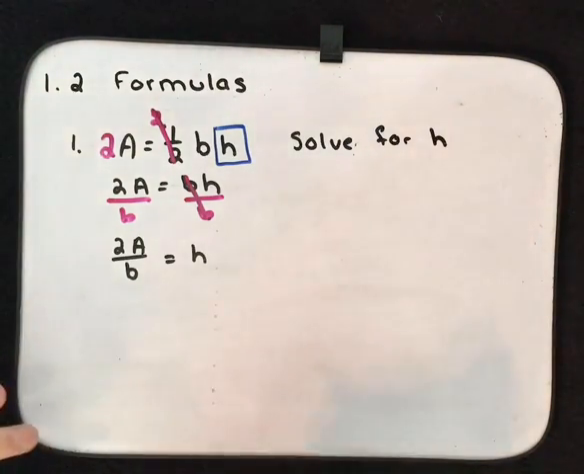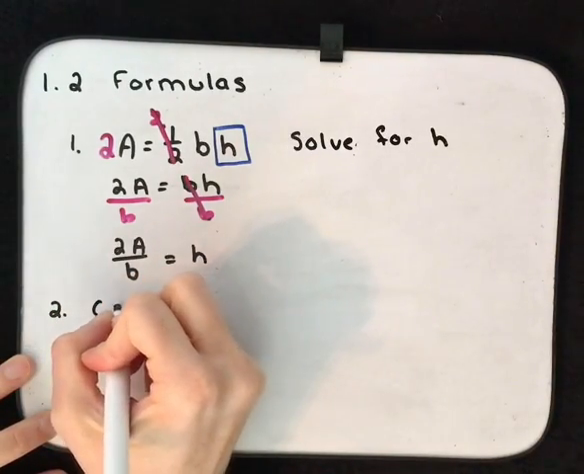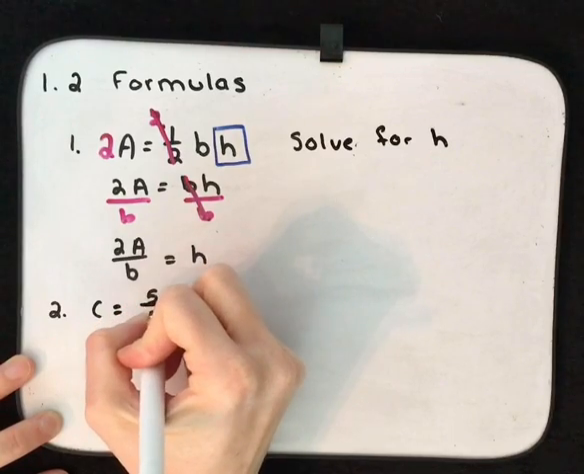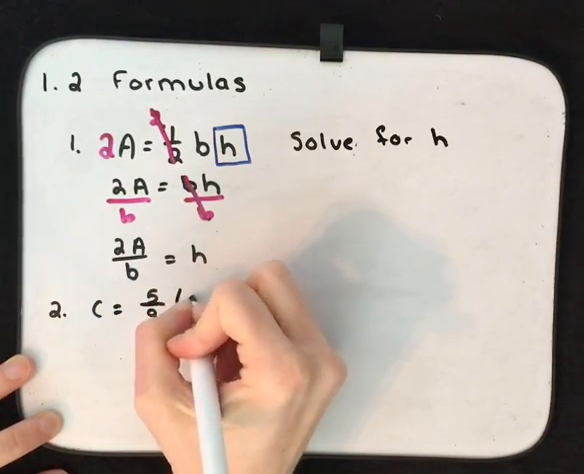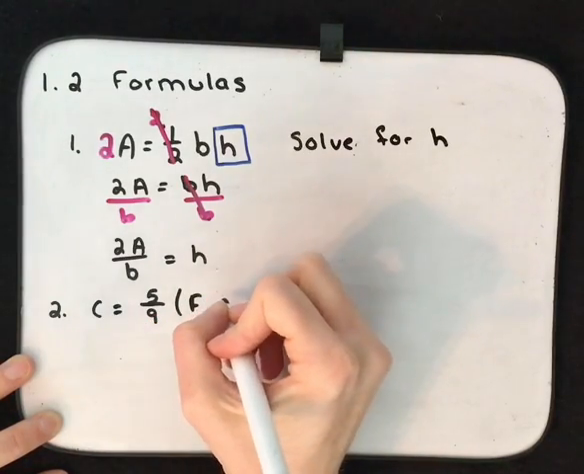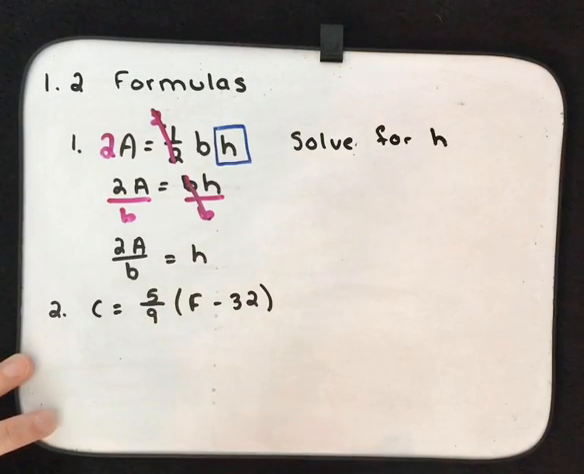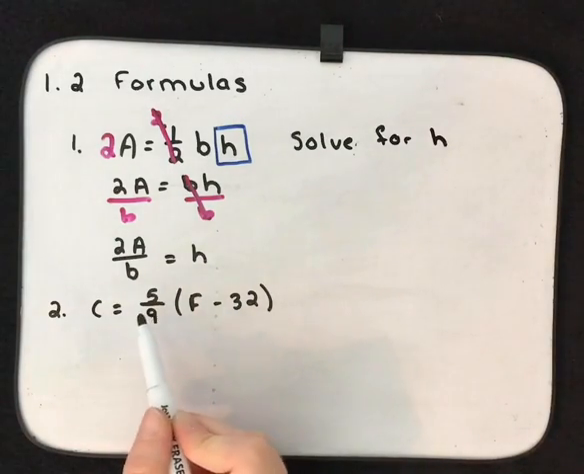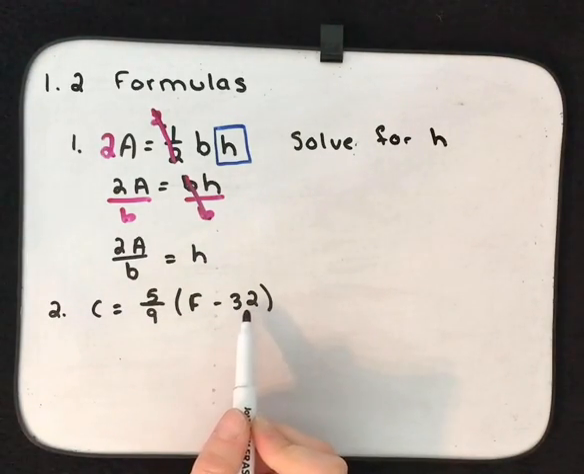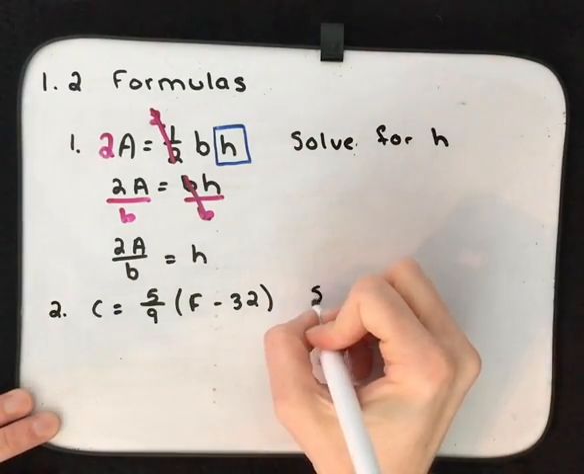Let's try again. Number 2, we have C equals 5/9 times F minus 32. Now there are two ways to go about this. One way is to distribute your 5/9, distribute it to here and to here, and then clean it up from there. It helps if we know what we're solving for. Let's solve this for F.